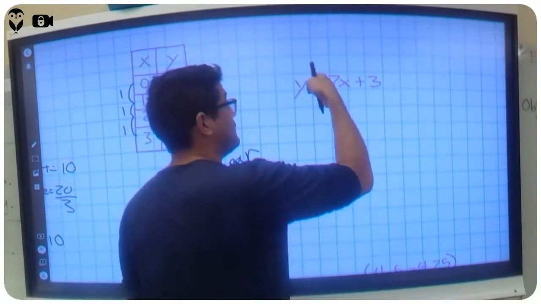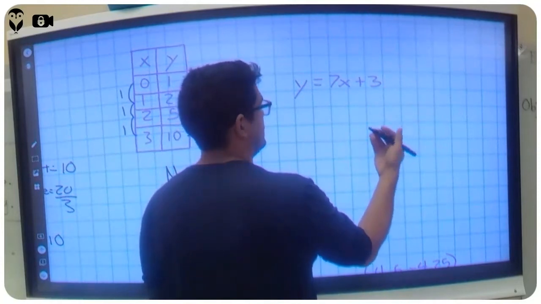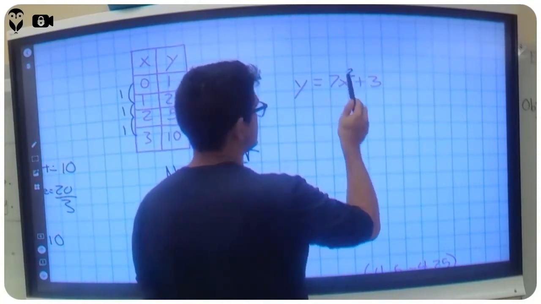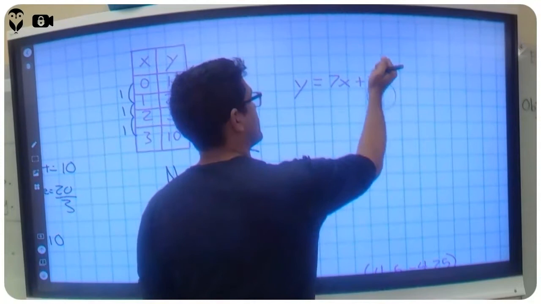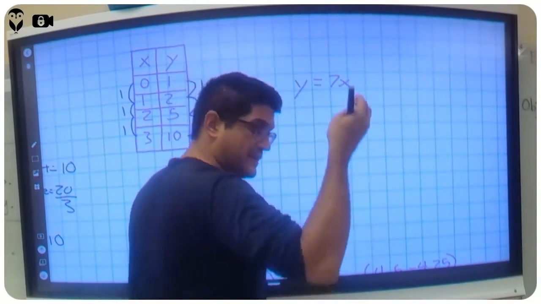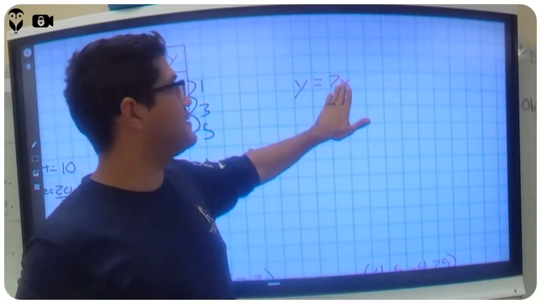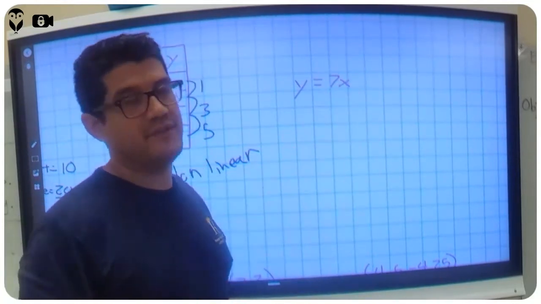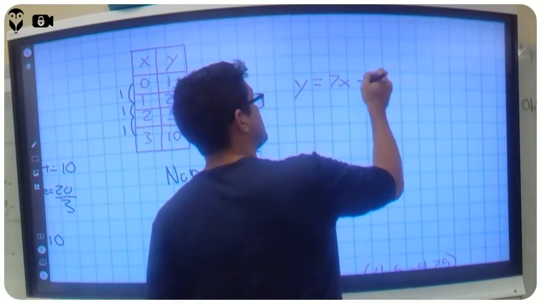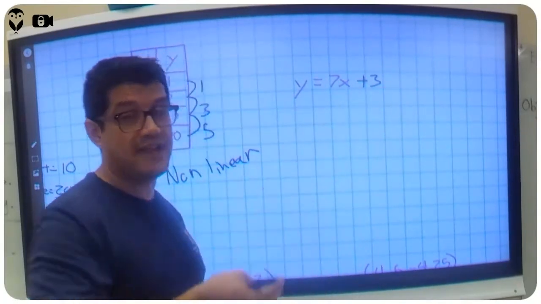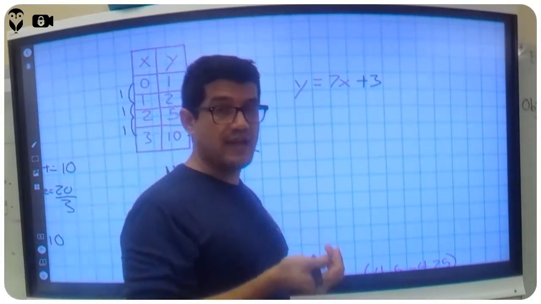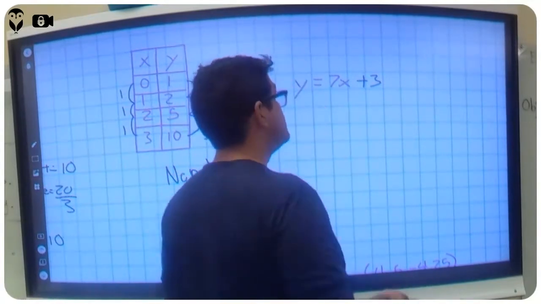When y is by itself and it says something like this, it is linear. If I do something odd like this, that's non-linear. If I erase this, it's still linear. Why? Because I'm doing the same thing every single time to the x. Every single time I put a number in here, I'm multiplying by 7. Every single time I put a number in this equation, I'm multiplying by 7 and adding 3. Every single time, the same thing is happening to the x.